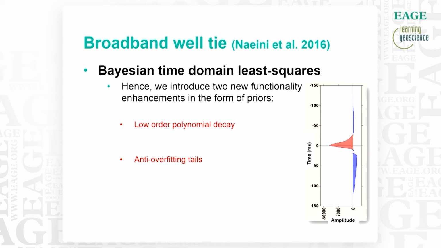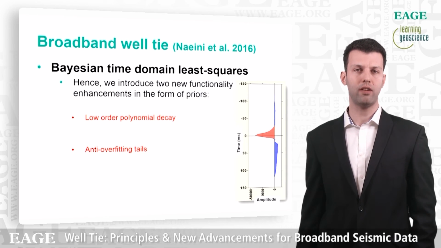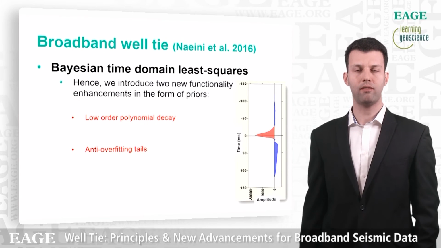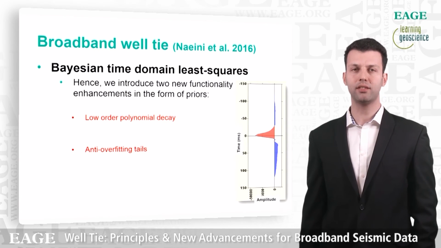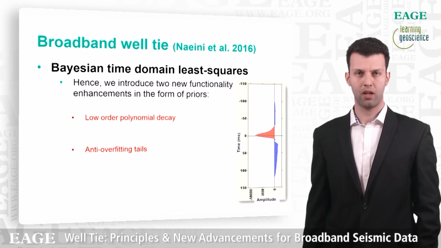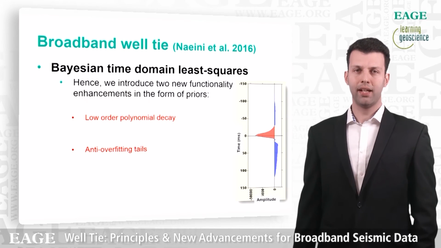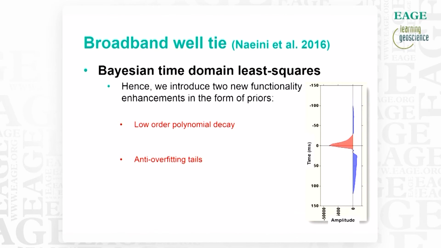Remember, I said for broadband data, we need to have a long wavelet. That means in the wavelet tails, there is a very good chance that it's fitted by noise. We said in those tails, we'd like to have those samples correlated to each other so that they enforce correlation. That means some sort of smoothing, which is anti-overfitting, and that rejects the noise.